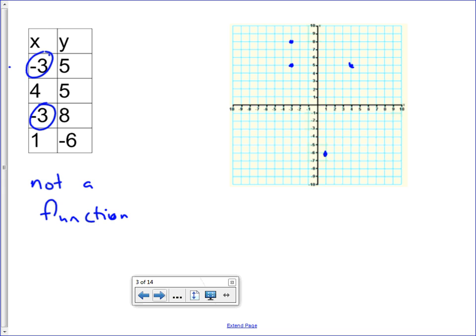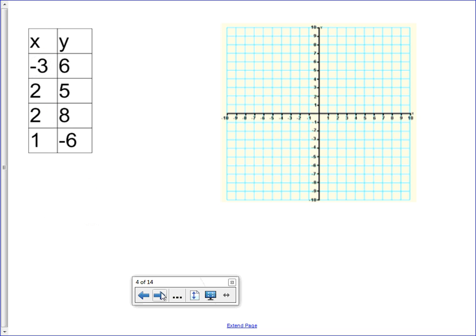Okay, if I flip to the next one, go ahead and take a look, see if you think this one is a function. Hopefully we can see that since this 2 is paired with a 5 and then with this 8, this again is not a function. So if I look at this one on a graph, I've got a -3, 6. I've got a 2, 5. I've got a 2, 8. And I got a 1, -6.